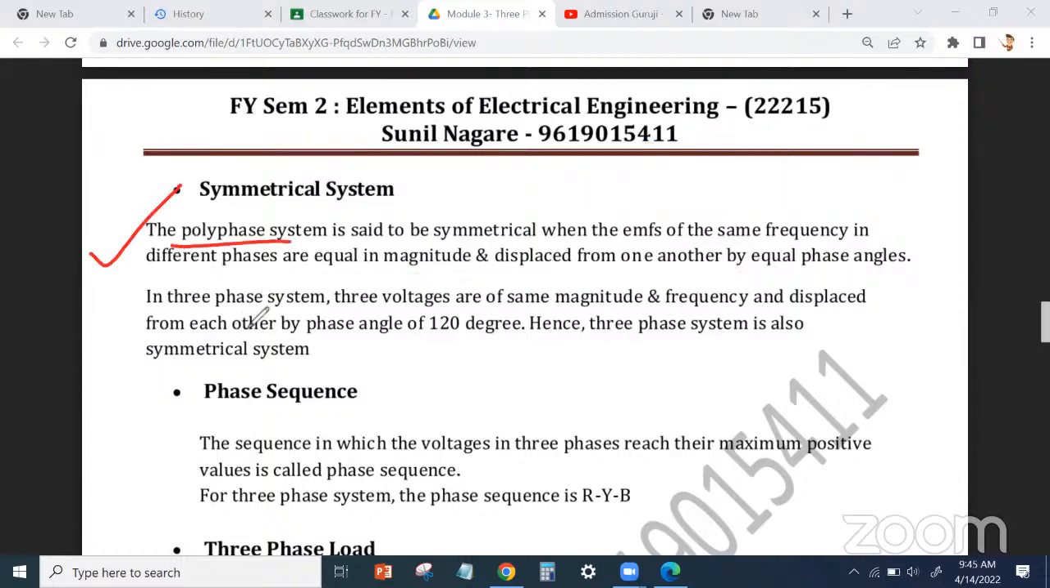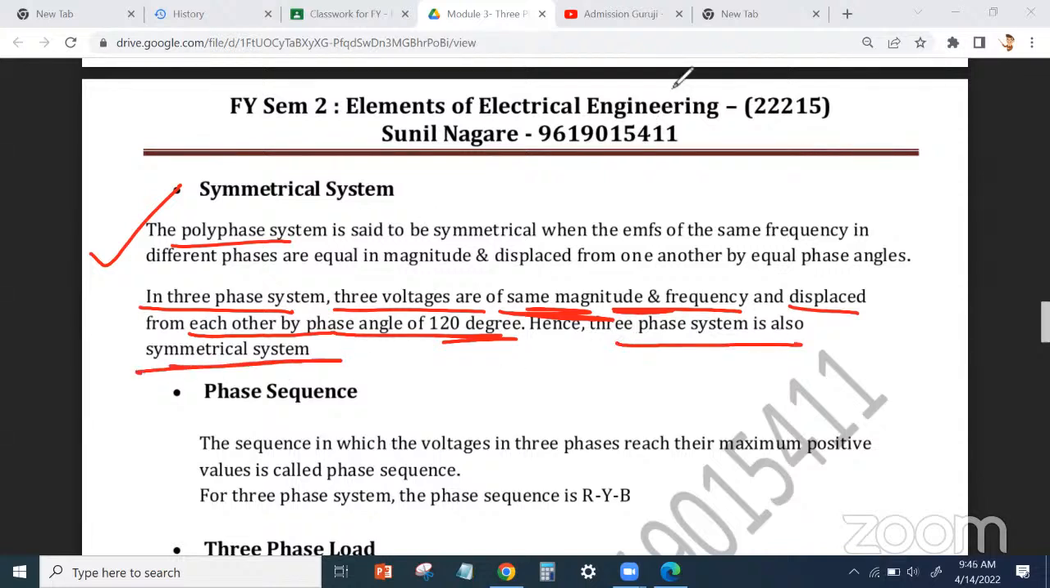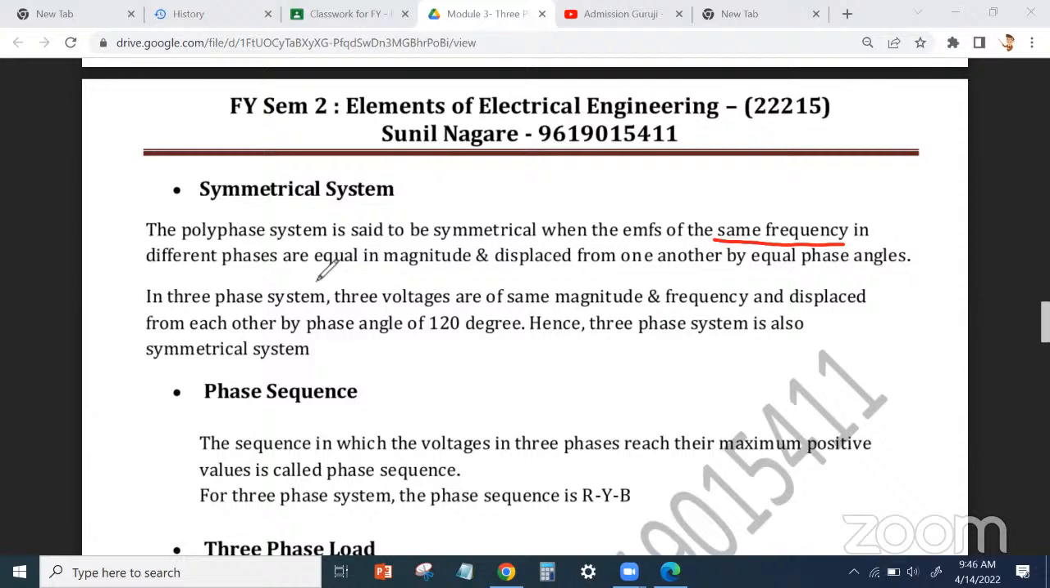If I write in three phase, so what is the definition? In three phase system, three voltages of the same magnitude and frequency are displaced from each other by a phase angle of 120 degree. Hence, the three phase system is also known as symmetrical. तो symmetrical में क्या होना चाहिए? Same frequency, same magnitude, different phase होना चाहिए, लेकिन displace कैसे होना चाहिए? At a same phase angle.